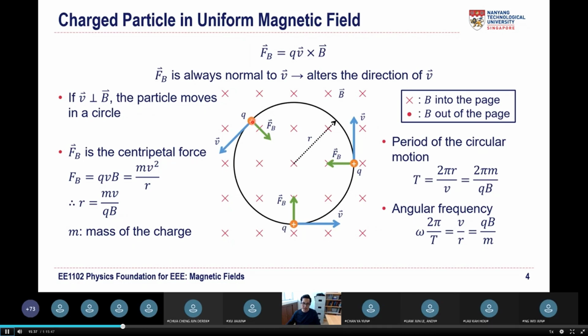Let's say Q was initially moving in this direction. Now we can see that V and B are 90 degrees to each other, because B is going into the page and Q is moving that way. That already is 90 degrees. And if V and B are perpendicular to each other, then the particle is going to move in a circle. And how it's going to move in a circle looks like this.